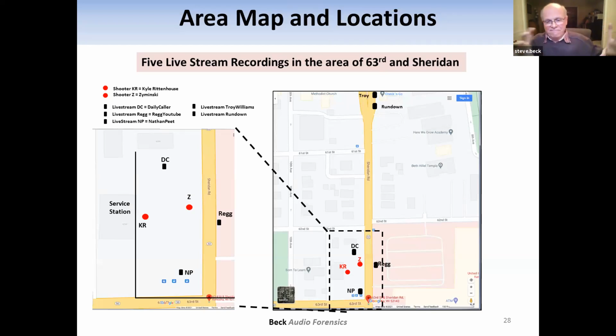And just to give you a little more context here, I blew up that area, the little black area. So you can see the service station, you can see where Kyle Rittenhouse was. You can see another potential shooter at location Z, which I did not know until the end of my analysis. And a couple of others, the DC cell phone, the Reg cell phone, and later, again at the end of my analysis, we found another live stream recording at location NP.